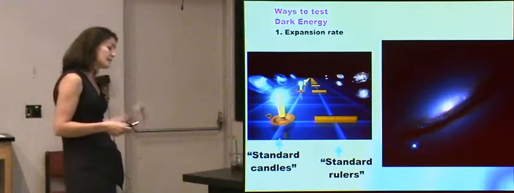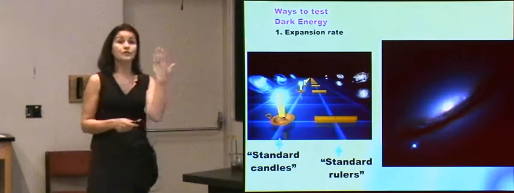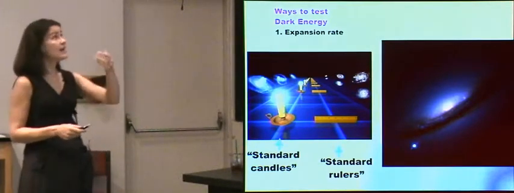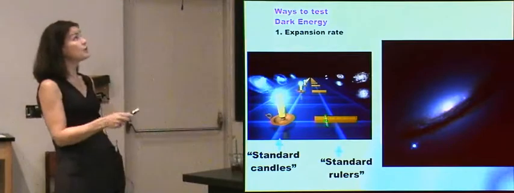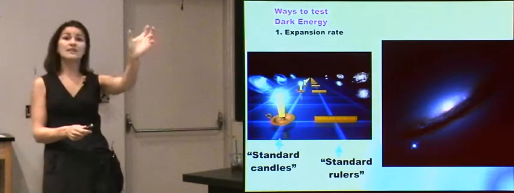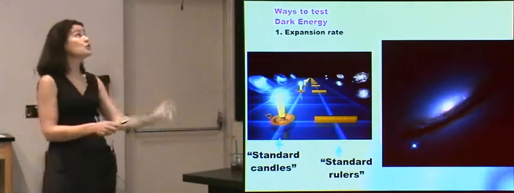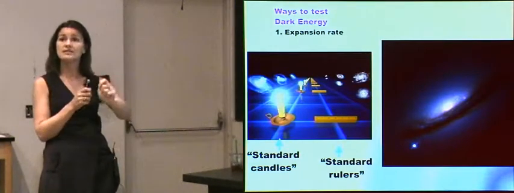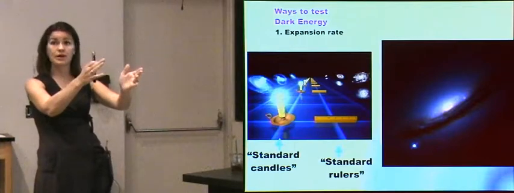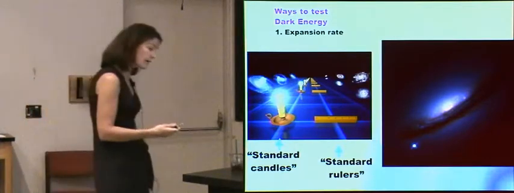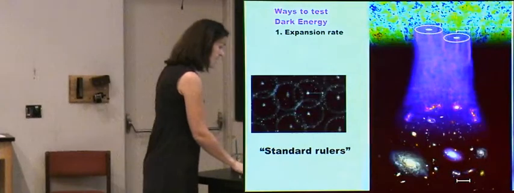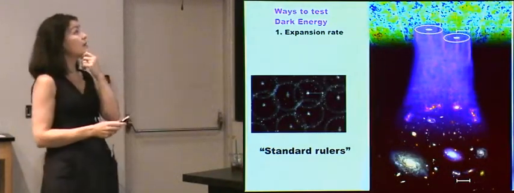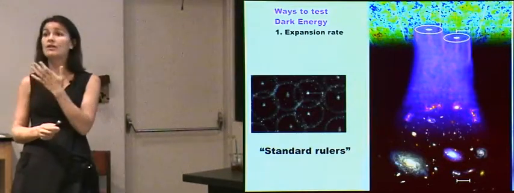There's another interesting idea, which is, well, if you had a standard ruler, if you knew something was a fixed size in the universe, then if it was at different distances from you, based on how the size of that object appeared to change, you could then map out what the universe was doing in between, how the expansion was changing the size of this fixed ruler. So this is the idea of a standard ruler in cosmology. And we do have a standard ruler, so nature has been very kind to us. This standard ruler that we have comes from the cosmic microwave background.